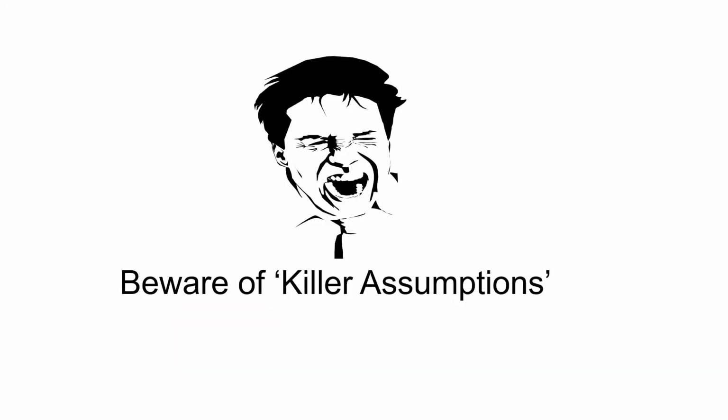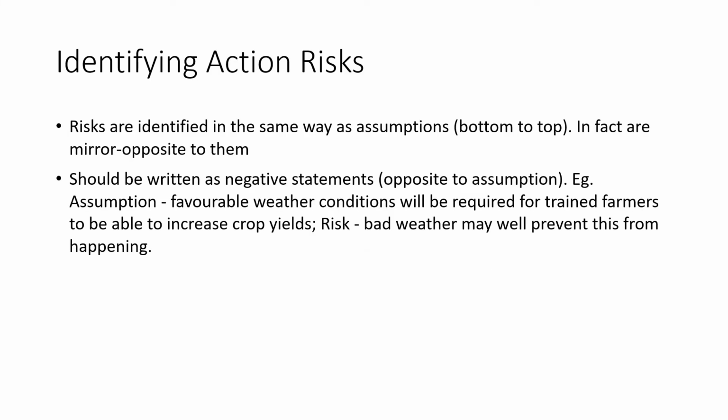And we call those ones where the project will fail if left in a killer assumption. So be very careful you don't proceed with a project where there is an assumption that needs to happen, but if it does not happen, the project would fail. That is a killer assumption. So we identify risks the same way as assumptions, and really these are the mirror opposite to them. So the risk is a negative statement, and then we turn that into the assumption, which becomes the positive statement.